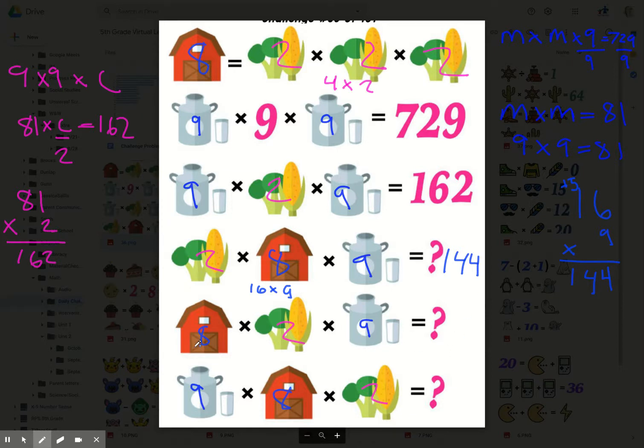8 times 2 is 16 times 9. You'll notice that is exactly what we solved here. So I know my answer is 144. They have just changed the answers around. Then I have 9 times 8, which is 72 times 2. 72 times 2. 2 times 2 is 4. 2 times 7 is 14.